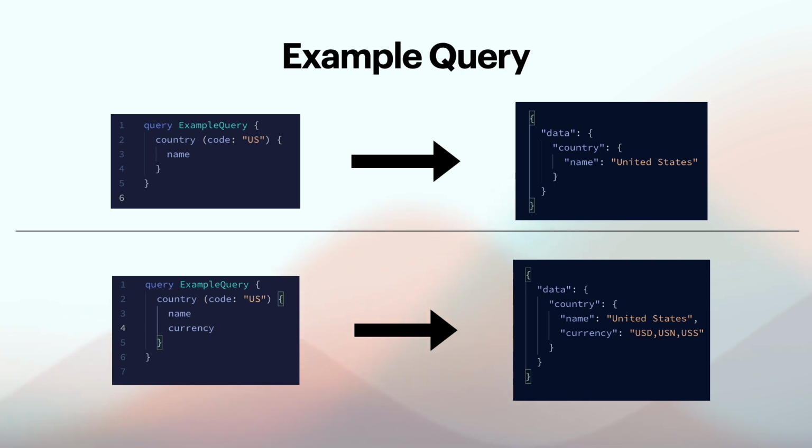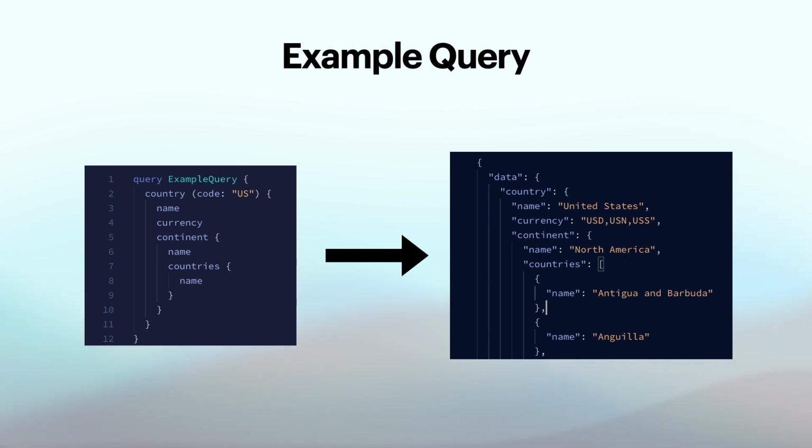In case of the first example, I'm trying to get just the name of the country. And then on the right side, we get a response with just the name. But if I need the currency of this country as well, and if the backend has that information, then we'll get currency as well. So this is an example of how queries help the client get exactly what they want. But this is just selecting a specific field from a single object. GraphQL's power comes from getting multiple objects at the same time. How do we do that?